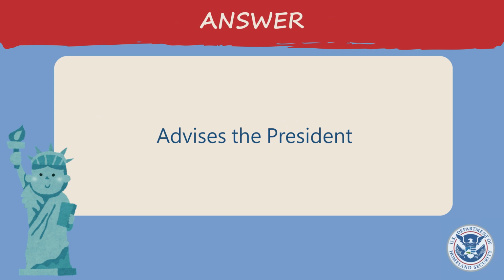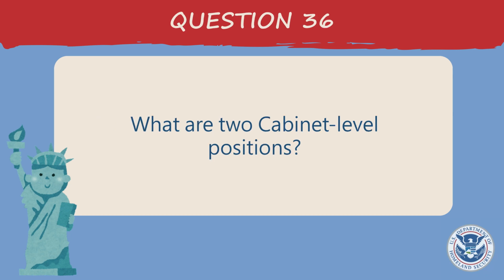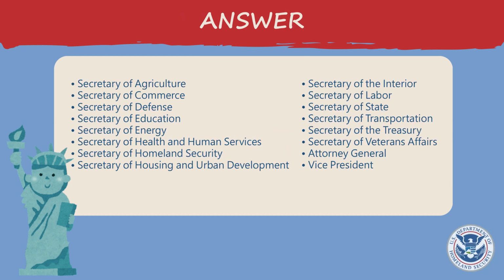What does the president's cabinet do? Advises the president. What are 2 cabinet-level positions? Secretary of Agriculture, Secretary of Commerce, Secretary of Defense, Secretary of Education, Secretary of Energy, Secretary of Health and Human Services, Secretary of Homeland Security, Secretary of Housing and Urban Development, Secretary of the Interior, Secretary of Labor, Secretary of State, Secretary of Transportation, Secretary of the Treasury, Secretary of Veterans Affairs, Attorney General, Vice President.